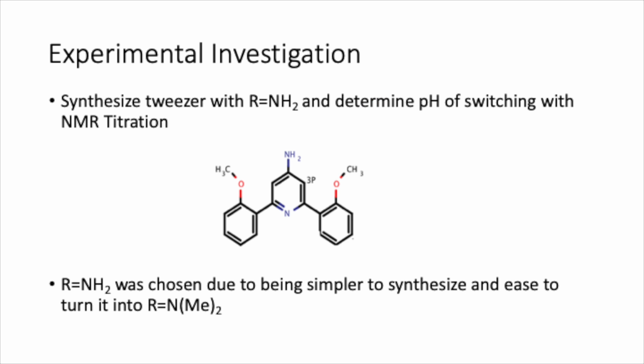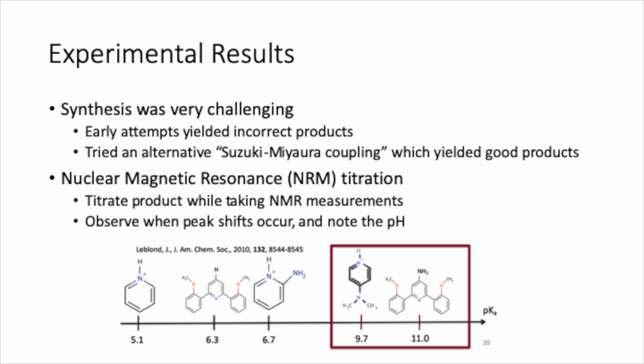Next, we aimed to confirm our computational results through experimentation. We decided to synthesize a tweezer with an amine group, NH2, as it was one of the strongest electron withdrawing groups and could easily be transformed into another chemical group for later use. Once synthesized, we performed NMR titration to determine the pH at which switching occurred. Synthesis of the compound proved tricky, but after trying a technique called Suzuki-Miyaura coupling, we managed to yield a sufficient amount of product for the study.